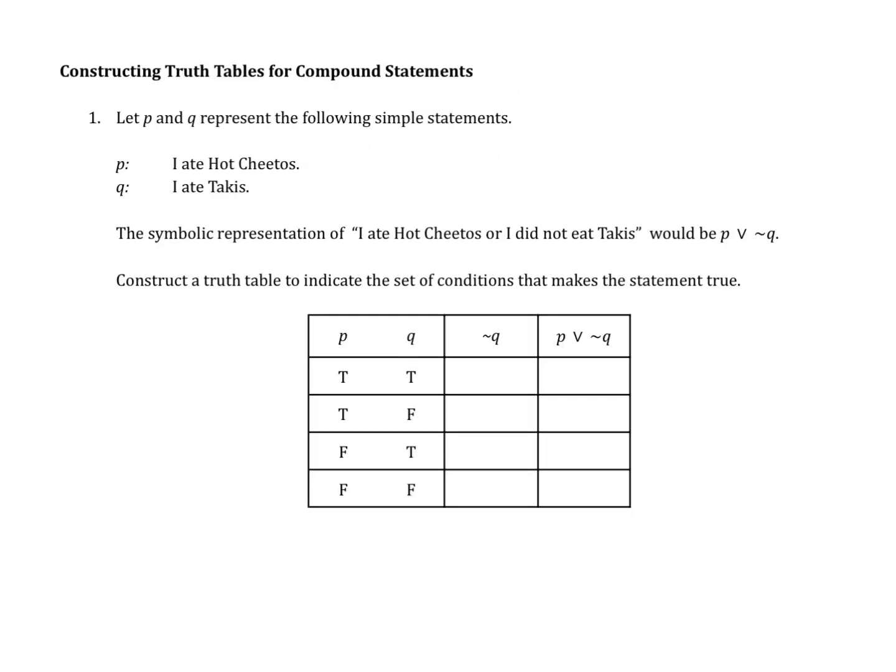Now we're going to look at an example where we take a compound statement and we organize all the possible truth values. Let P and Q represent the following simple statements. P is "I ate hot Cheetos." Q is "I ate Takis." The symbolic representation of "I ate hot Cheetos or I did not eat Takis" would be P or not Q.